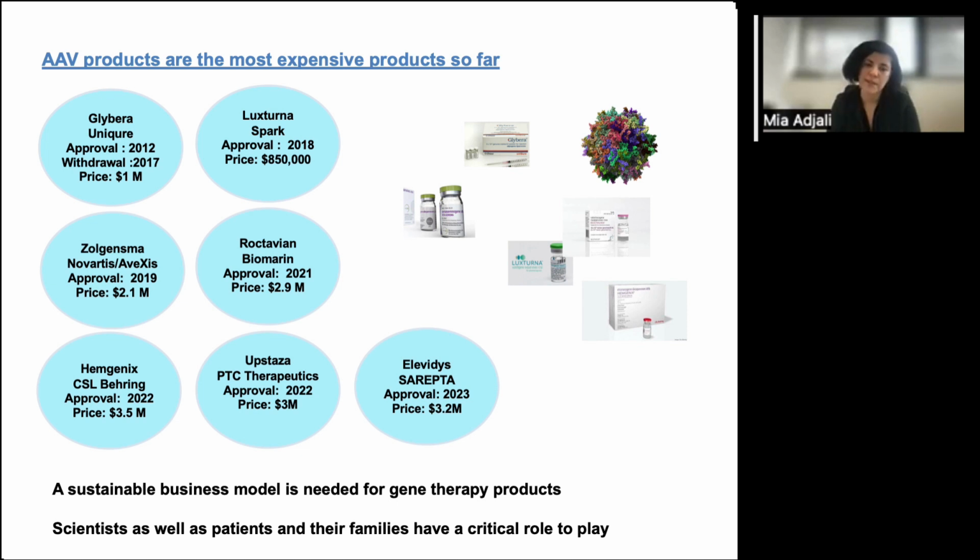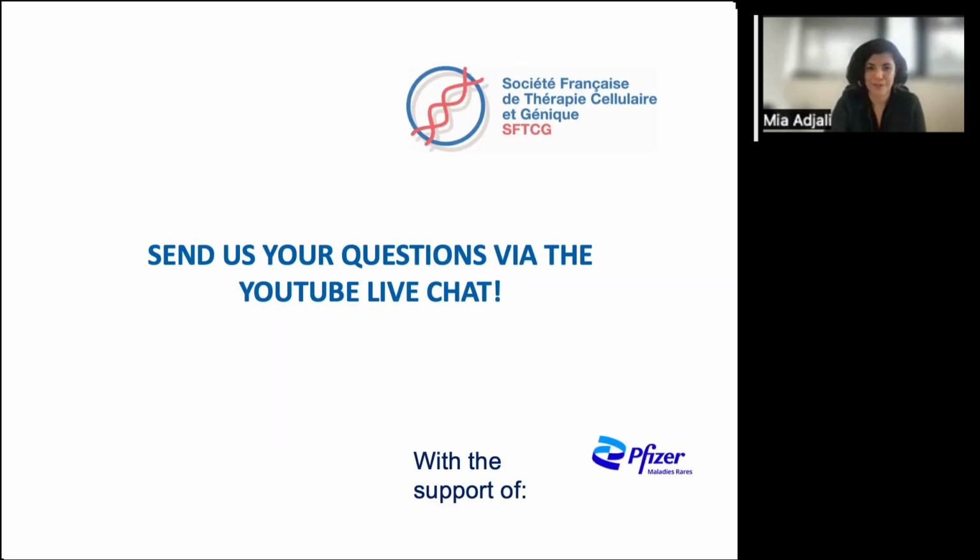And of course, these are innovative products with a very long time for development of the product and also of the manufacturing process. But we really need a sustainable business model also to reduce the cost and make those products accessible to patients, because first of all, gene therapy is a matter of humanity. And to do so, scientists as well as patients and their families have to play a critical role, along with industrial and of course politicians. So I will stop here. Thank you for listening, and we're ready for the questions.